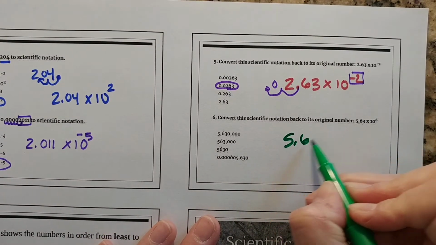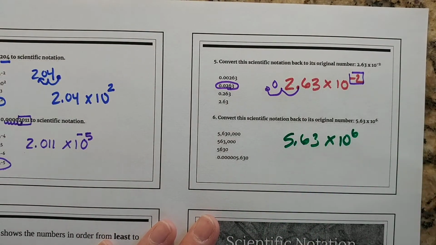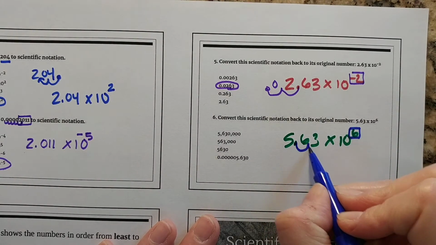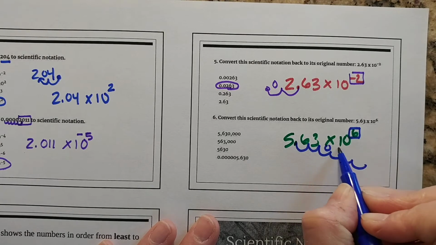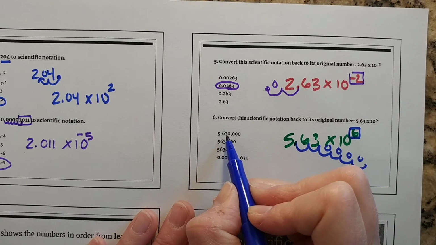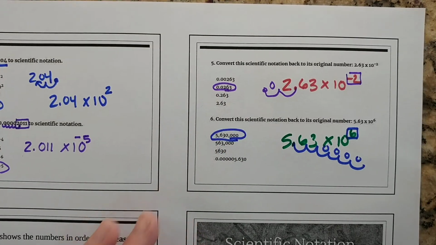This says 5.63 times 10 to the 6th. So we want the decimal point to move to the right 6 places. 1, 2, 3, 4, 5, 6. 563 with 4 zeros. Answer's here. All right, how did it go?